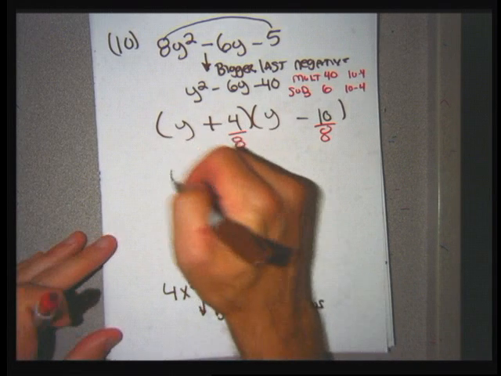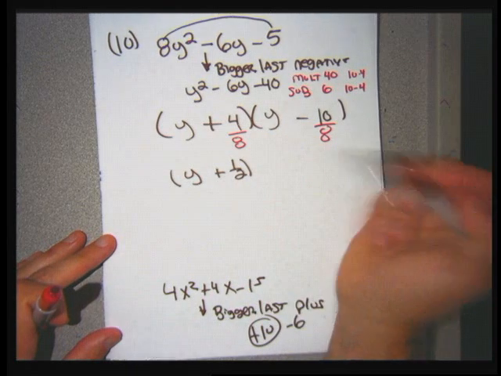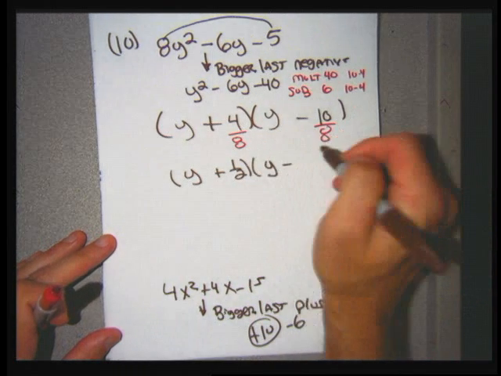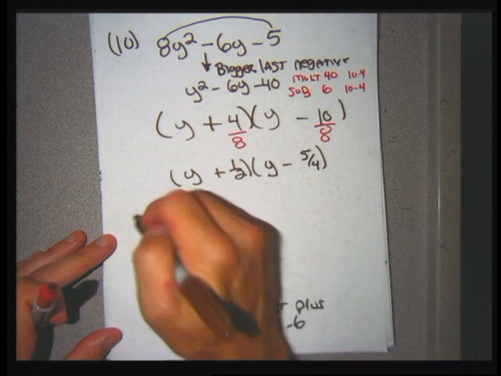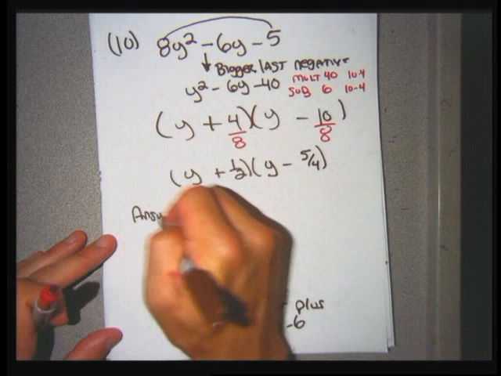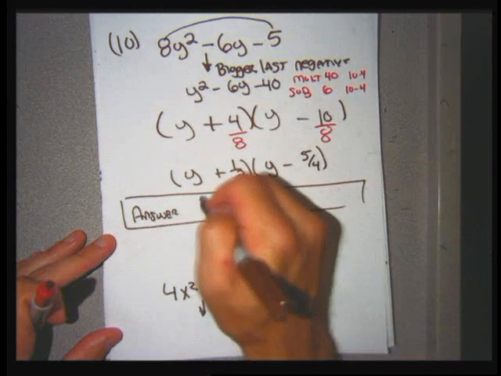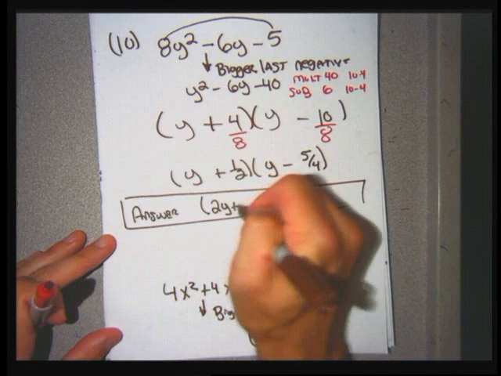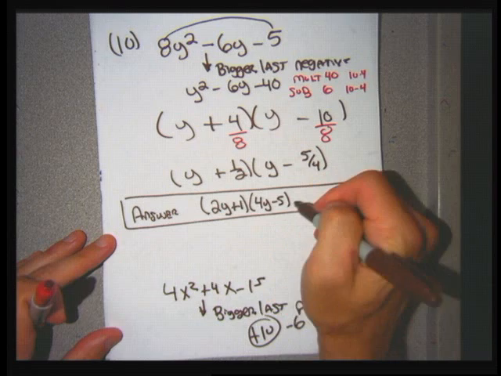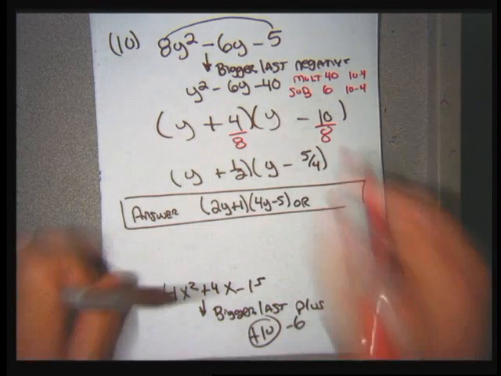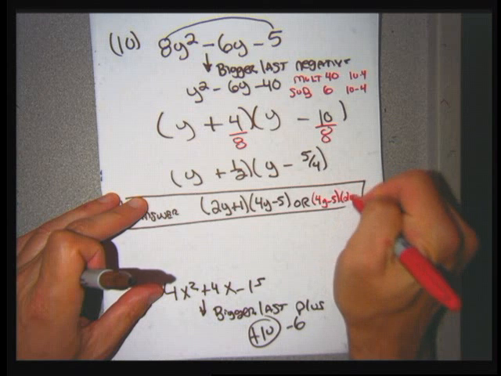Each of the fractions reduces, but neither of the fractions goes away. The first fraction reduces to 1/2. The second fraction reduces by 2 to 5/4. Bring my bottoms up, and I'll get my answer to the original problem. The original problem is going to factor into 2y plus 1 times 4y minus 5. It would be correct if you had written 4y minus 5 times 2y plus 1.